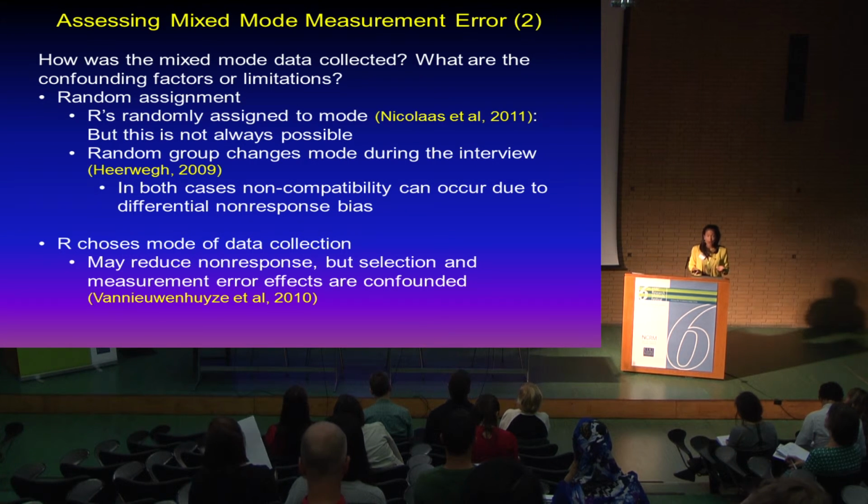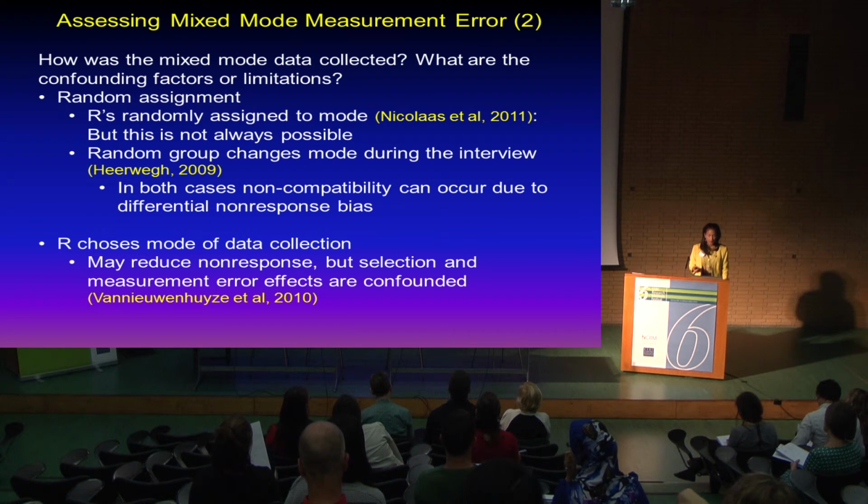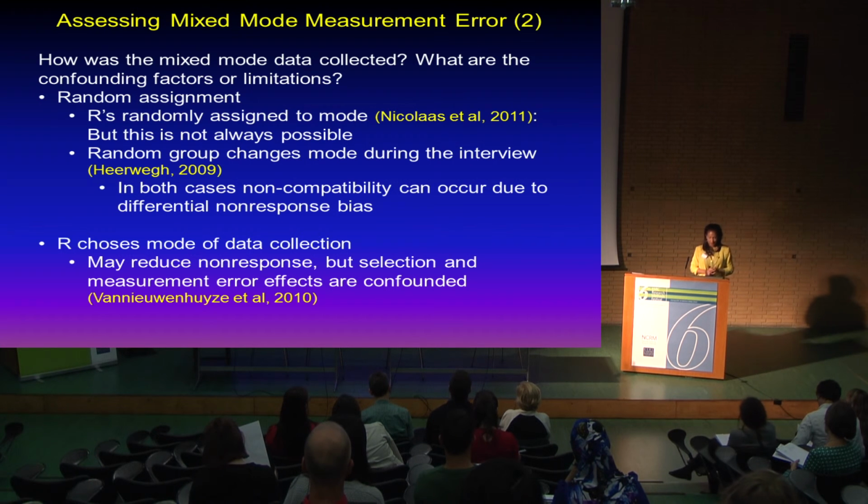What kind of design do we have? Can we actually randomly assign respondents to different modes? That might not actually be possible. Or if we randomly group changes during the mode, that's been also tried. But in both cases, these kinds of designs suffer if there's differential non-response between the modes. Or you could have a design where the respondent chooses their mode of data collection, which supposedly might reduce non-response, but selection and measurement error effects are confounded.